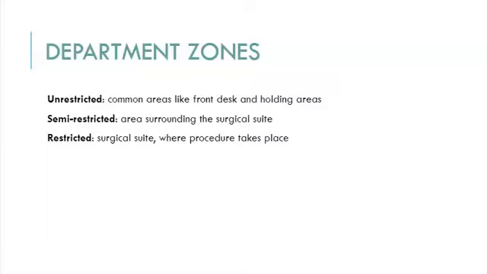The unrestricted zone is the only area where street clothes are allowed. This is typically where we will find the nurse's station, the locker rooms, and the holding area where the patients will wait for surgery. The semi-restricted zone is in between the restricted and unrestricted areas. This area is only for surgical staff in surgical scrubs, complete with shoe covers, head covers, and mask.